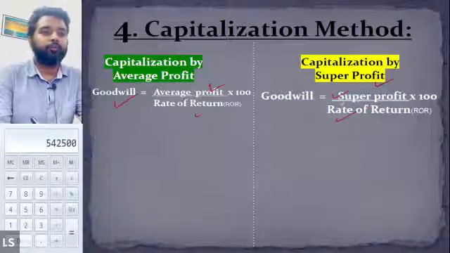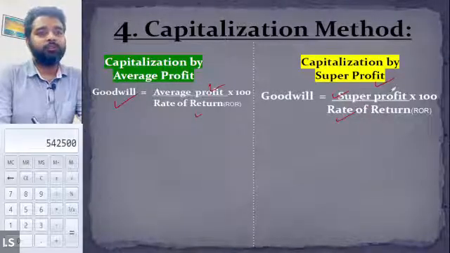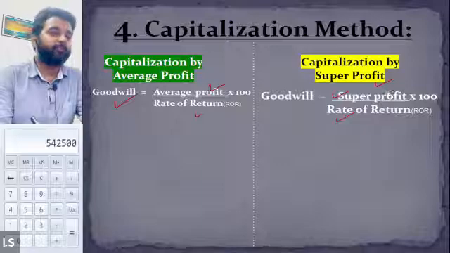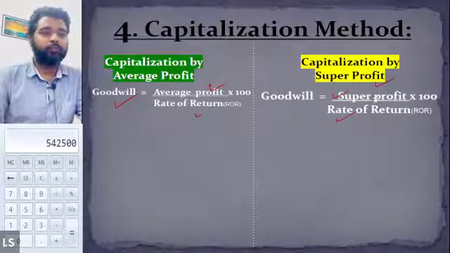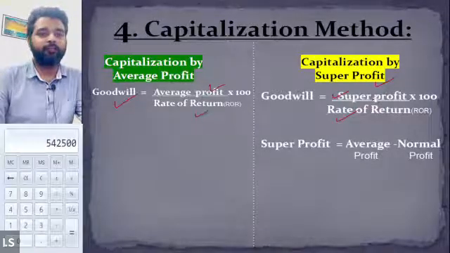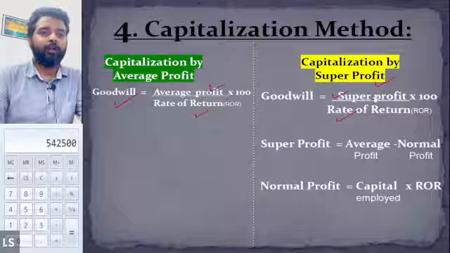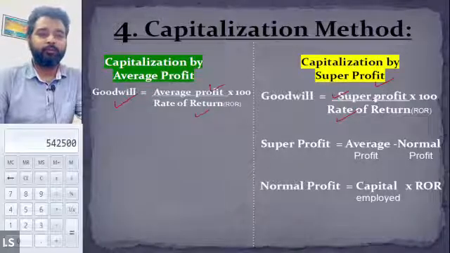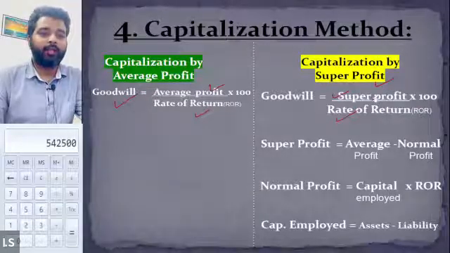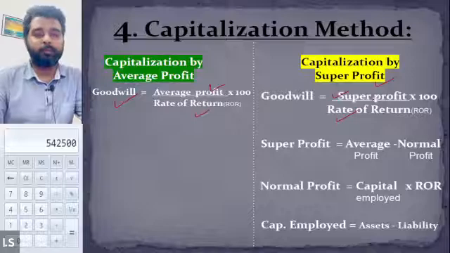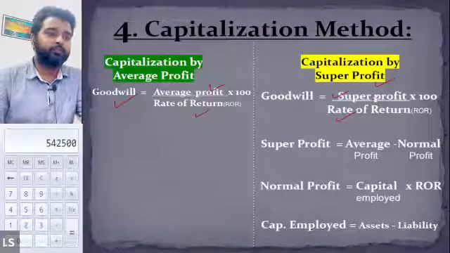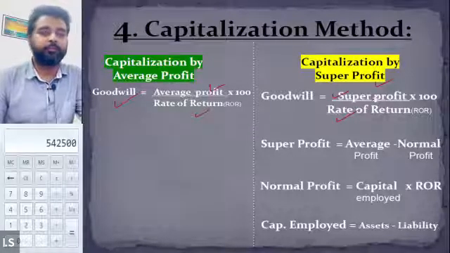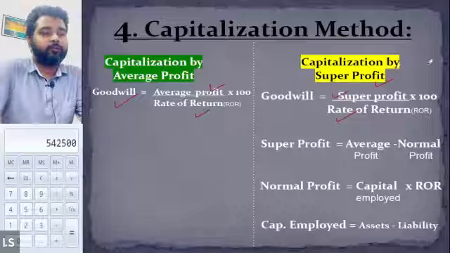So both the formulas are similar, only the numerator part is different. And you already know how to find the super profit, right? Average profit minus the normal profit, and normal profit is calculated as usual, capital employed into rate of return, and capital employed is equal to assets minus liabilities. I have already told you these while discussing the super profit method. Is that clear, everyone? Yes, sir.